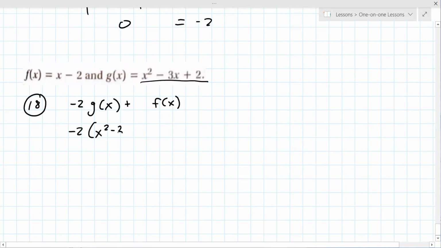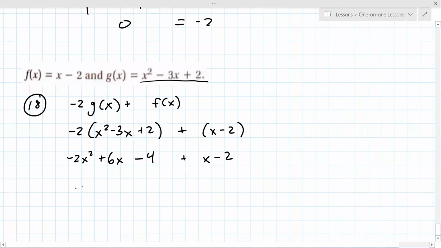It's always good to substitute in parentheses. Plus, and then f of x is over here, x minus 2, so I'm also using parentheses for that one. Because there's the plus operator, I'm just going to drop them, but for emphasis, understand what you're doing: you're substituting all of that in for f of x. This becomes -2x squared when you distribute the -2, plus 6x minus 4. Then you combine like terms, so it's -2x squared plus 7x minus 6.